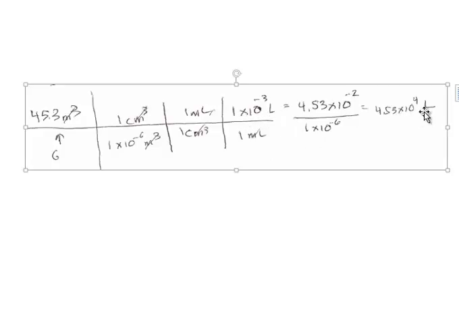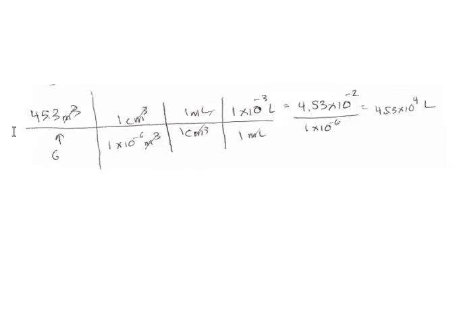All my units cancel out except for liters, and there are lots of different ways you can actually do this math. What seems to be students' favorite way to handle railroad math is to multiply all the values in the numerator, multiply all the values in the denominator, and then at the end divide the denominator into the numerator. So if you do that, your final answer will be 4.53 times 10 to the 4th liters.